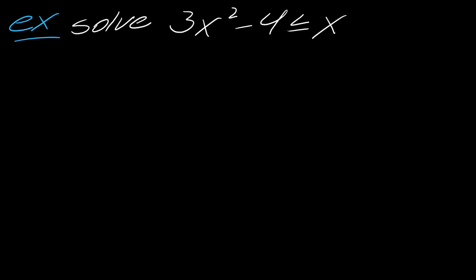Okay, so this next example is doing exactly what I was kind of pointing out. So I've got 3x squared minus 4 is less than or equal to x. One thing I want to point out here is that if you're in what I like to call robot mode and you're not thinking about what you're looking at, you might just try to go forward and solve this.